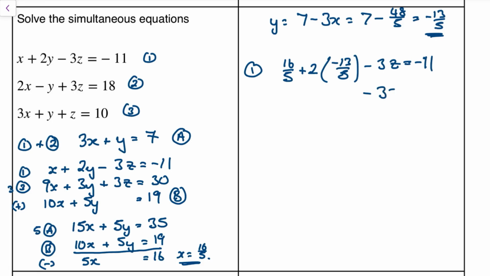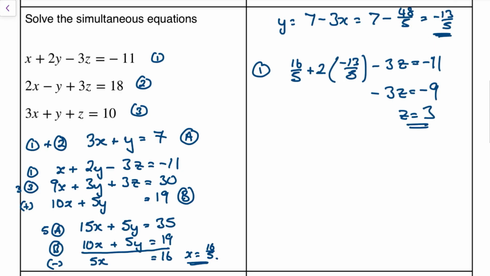So therefore, minus 3z equals, we'll add 2 to both sides, it's minus 9, which means that z, can z really be the whole nice number? Which means that z is equal to 3. Let's summarize. X is equal to 16 over 5.